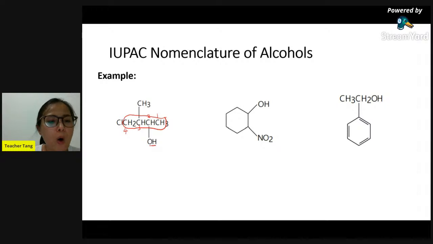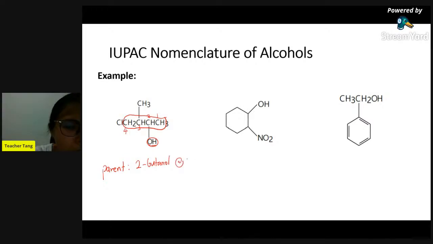Okay, so what is the name of this parent? To name this parent, can you see that there are 4 carbons, so it is butanol, but then this hydroxyl group is attached to carbon number 2. So we can call this 2-butanol, or we can also call this butan-2-ol. Okay, so either way. The 2 indicates the hydroxyl group is attached to the second carbon of the parent. And then for substituents, we have 4-chloro and also 3-methyl.